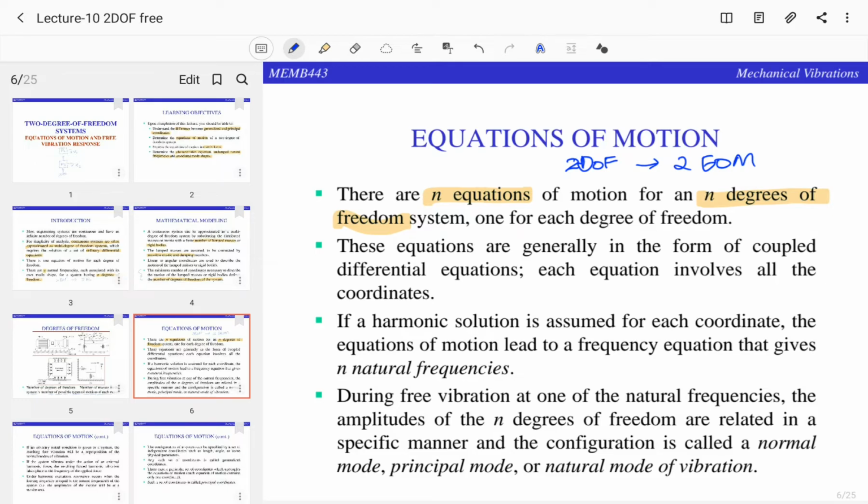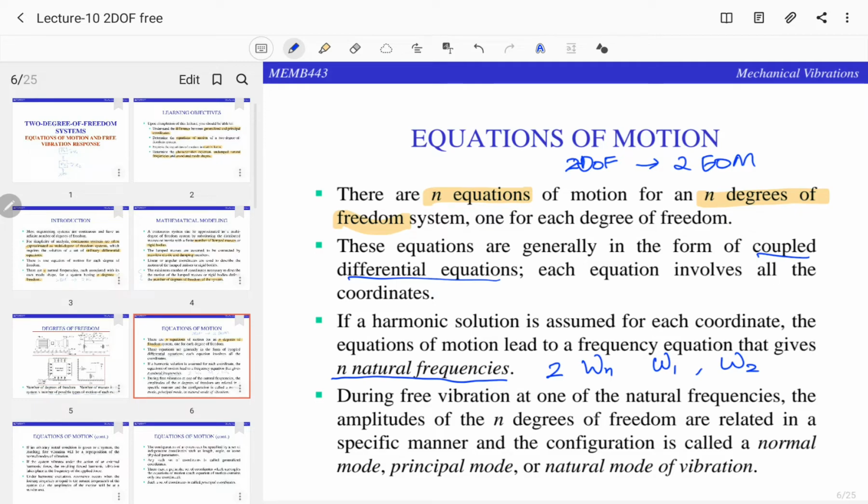So these equations are generally in the form of coupled differential equations, and each equation involves all the coordinates. If a harmonic solution is assumed for each coordinate, the equations of motion lead to a frequency equation that gives n natural frequencies. As I said, for 2 degrees of freedom, you're going to have 2 omega n. Sometimes we call them omega 1 and omega 2.